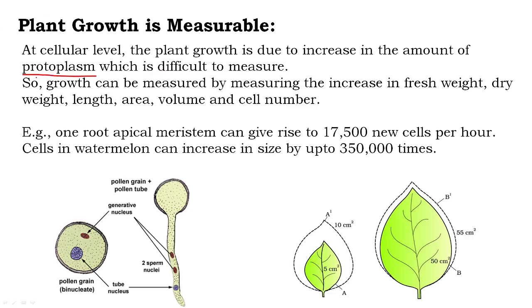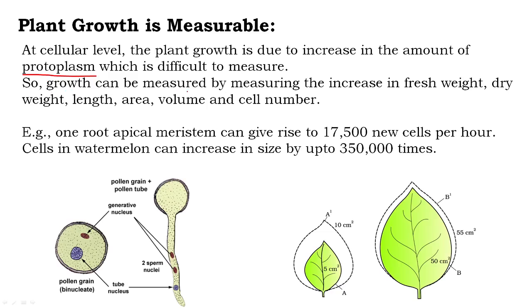Protoplasm is nothing but everything inside the cell membrane: the cytoplasm plus the nucleus and nucleoplasm. But protoplasm is difficult to measure directly, so an increase in the amount of protoplasm is measured with examples. We take an indirect method of measuring growth.